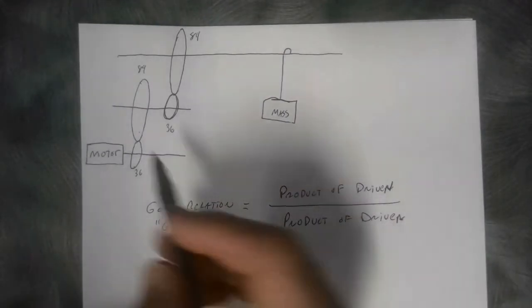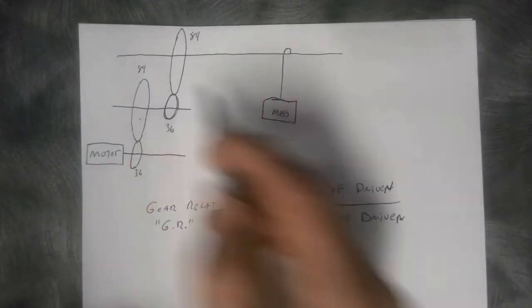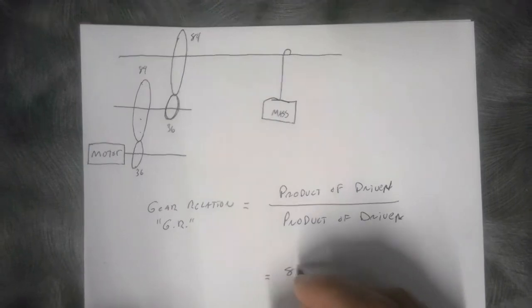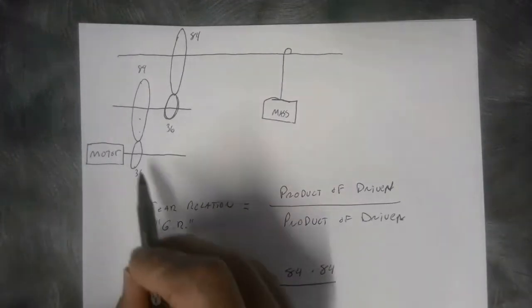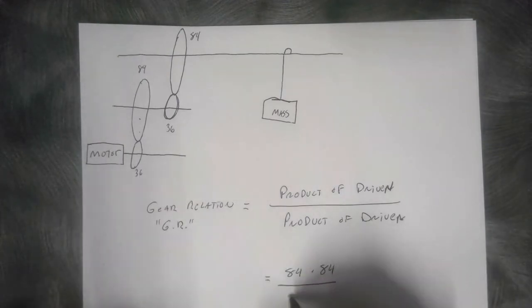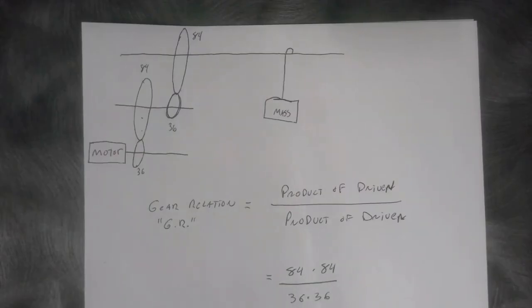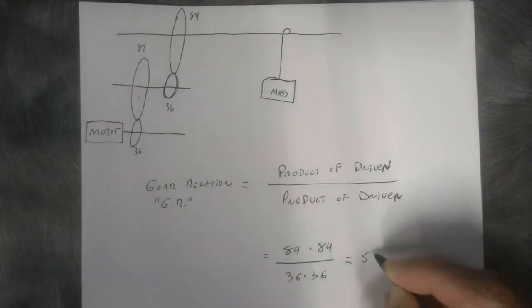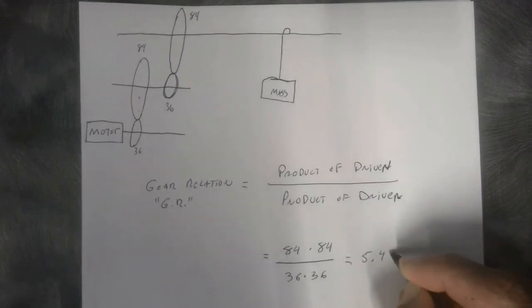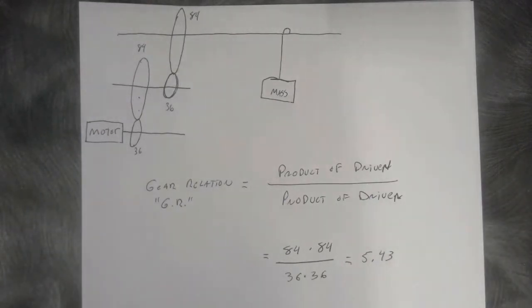Okay, so if we look at the driven gears, we've got two 84 teeth. So that would be 84 times 84 over the two drivers, 36 times 36. Okay, so that will give us 5.43 as our gear ratio.